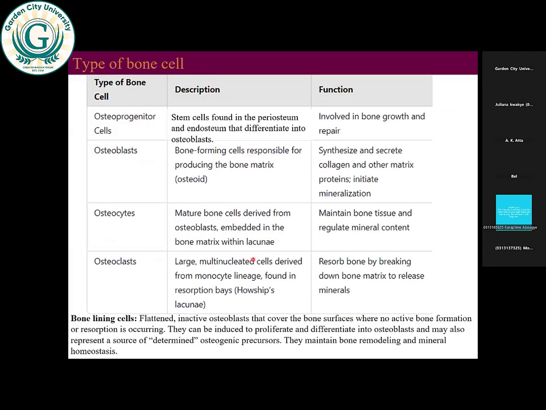Now the bone cells, we have the osteoprogenitor cells. Those are the stem cells. They are found in the periosteum and the endosteum. So they differentiate to form osteoblasts. Osteoblasts are the immature bone cells. They secrete the matrix. The matrix are the ground substance and the fibers. Then after secreting the ground substance and fibers, there will be deposition of minerals. Then those minerals will give the bone their strength.